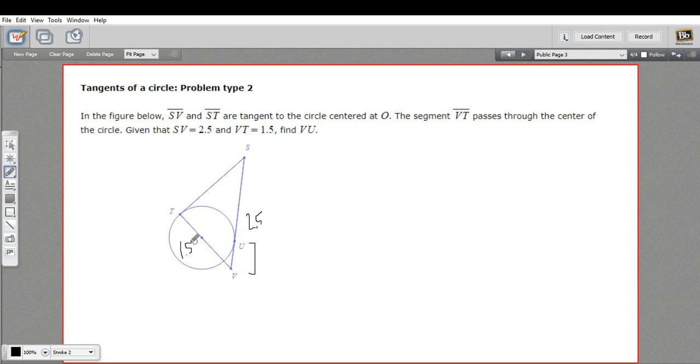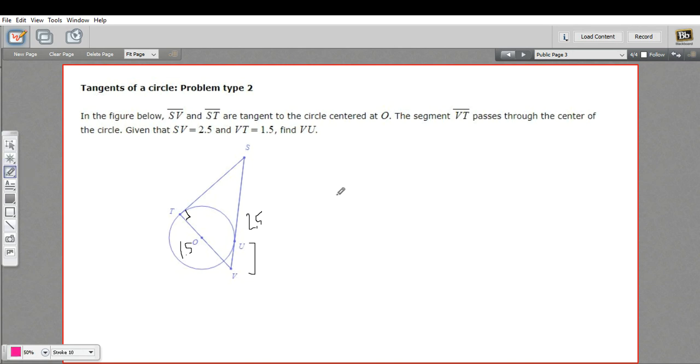One of the things we know about lines that are tangent to the circle is that they form a perpendicular with a line that connects that tangent point to the center of the circle. So I know this is a right angle. So we've got a right triangle here. So if I want to, I can use the Pythagorean theorem to solve for this side over here.